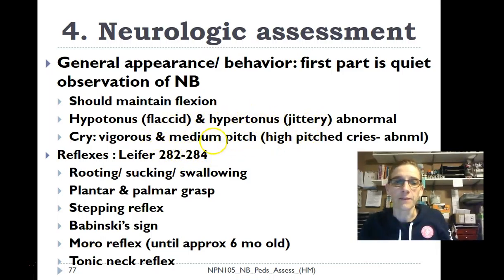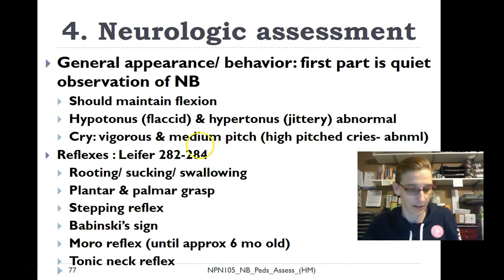The cry should be vigorous and medium pitched. A very high pitched cry is not normal, and you will know the difference. Then we have these different reflexes. Again, I need to triple check on these page numbers, but we've got rooting, sucking, swallowing reflex, the plantar and palmar grasp, stepping reflex, Babinski's, Moro, tonic neck.